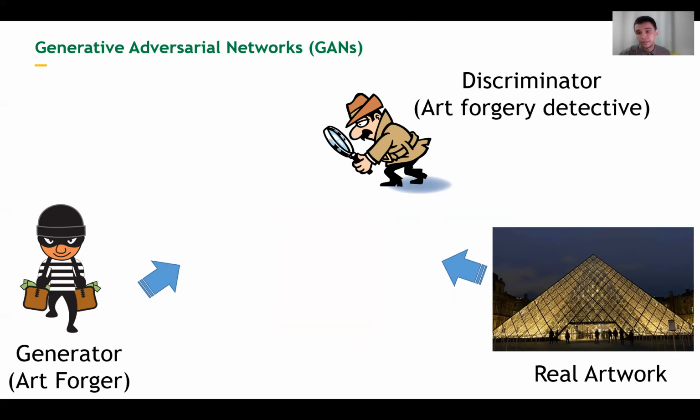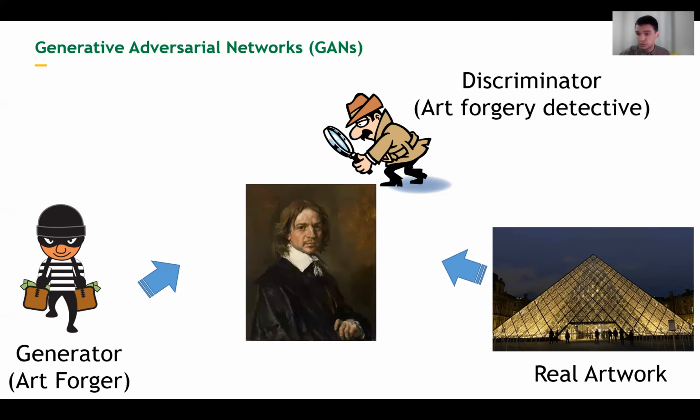But with the feedback from the detective during the training, the art forger starts to produce very good results, and it is hard to distinguish between the real and fake artworks. This is a real artwork. This is a real forged artwork. It was sold for $10 million.